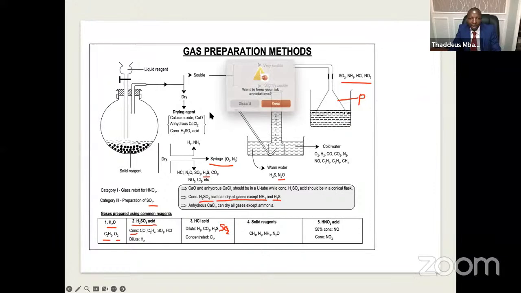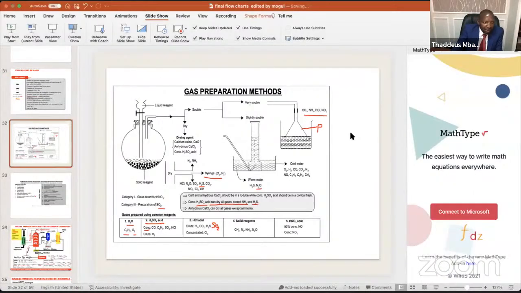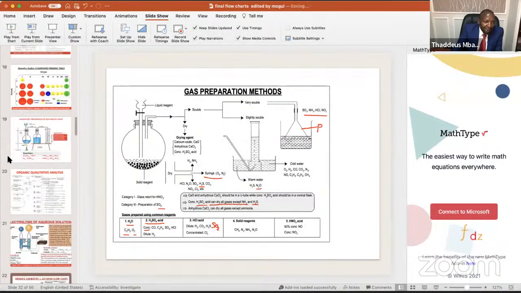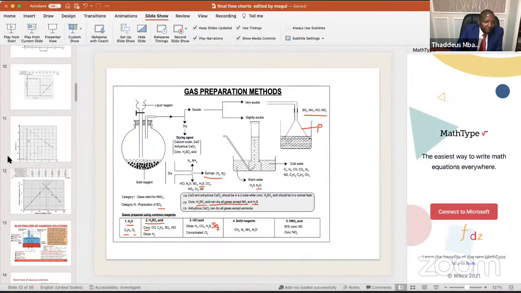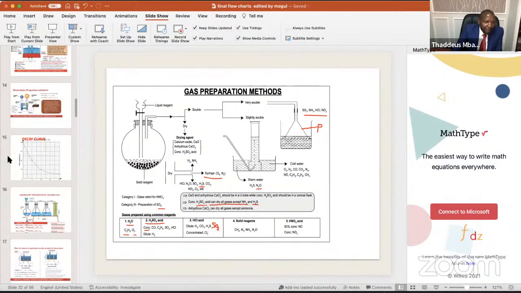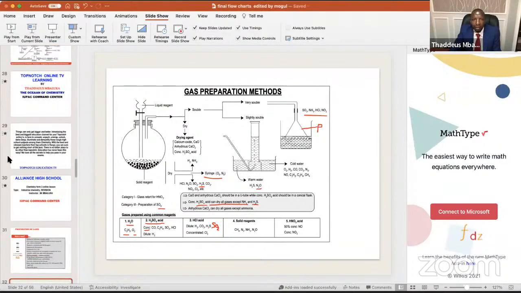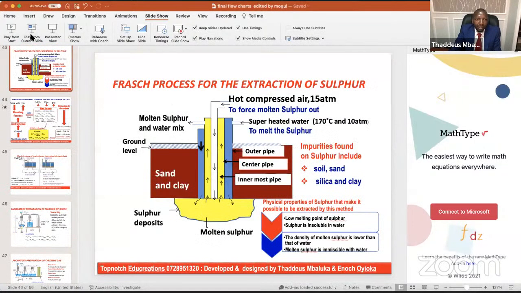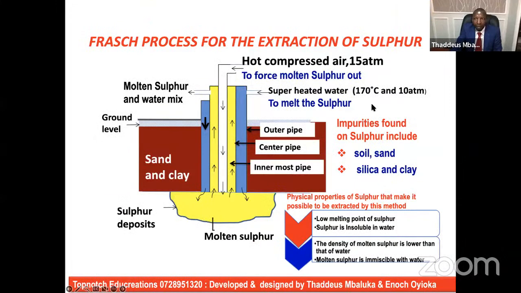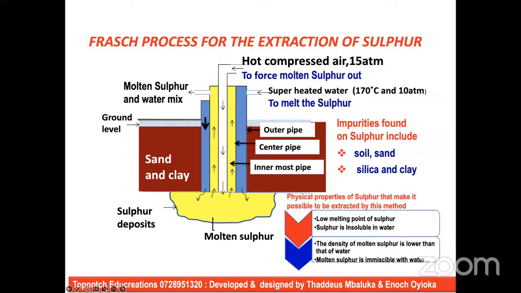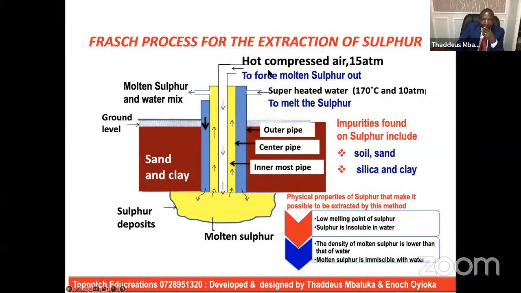There's also something that I want to give, under industrial processes. Let me see if it is here. Are you seeing my shared screen? Are you seeing it? Yes. So this one now, the process for the extraction of sulfur. And of course, I think everything is just direct now.